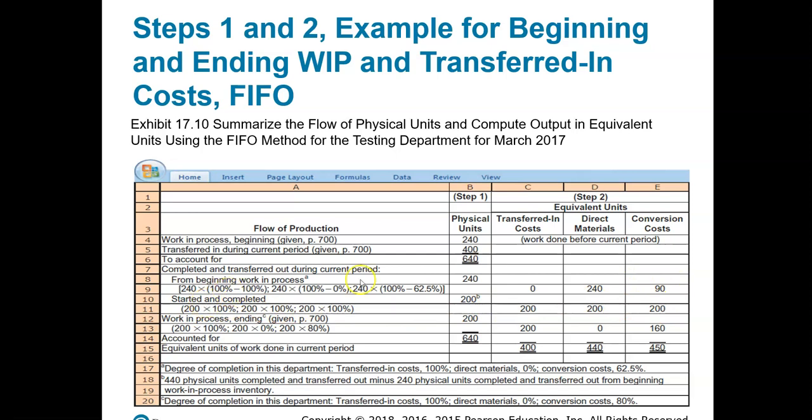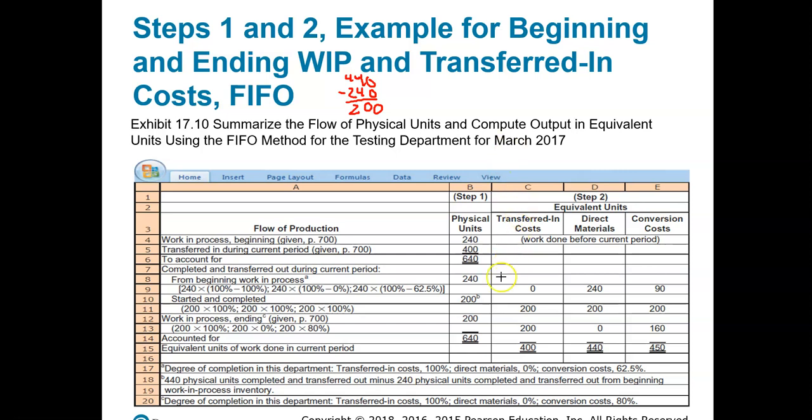Then I compute the remainder of my transferred out units, which will come from the units we started working on this period, the additional transferred in units, the ones that were started and completed. We always take from beginning inventory first. Remember, we transferred out 440, minus the 240 from beginning inventory. So the remaining 200 came out of units that were transferred in and also completed this period.